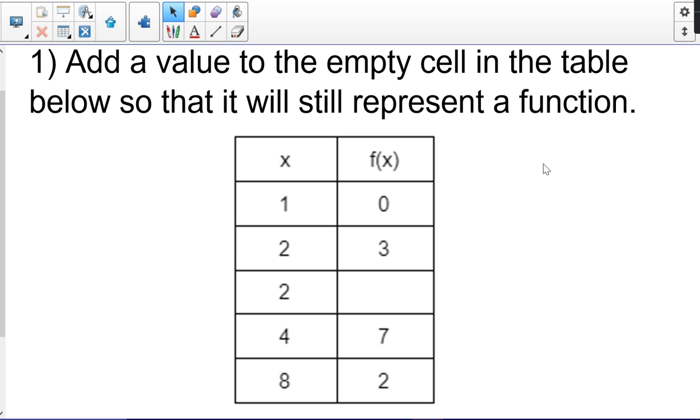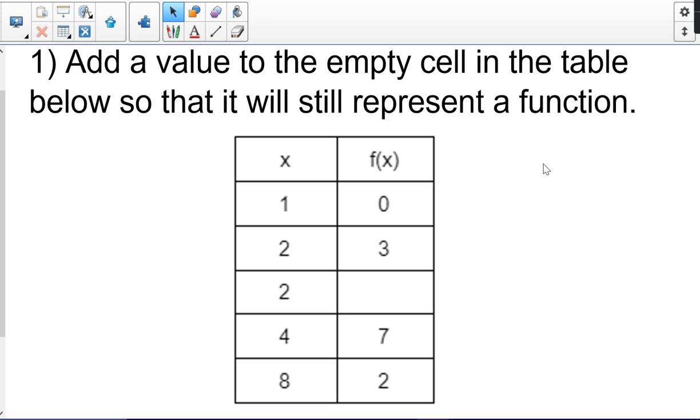Number one, add a value to the empty cell in the table below so that it will still represent a function. So I see a table with x values, inputs, and f of x values, outputs. And I see there is one place in the table that is empty. There is no value for an output for 2 in that row on the table.